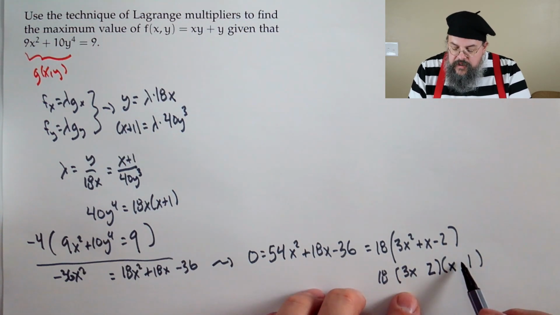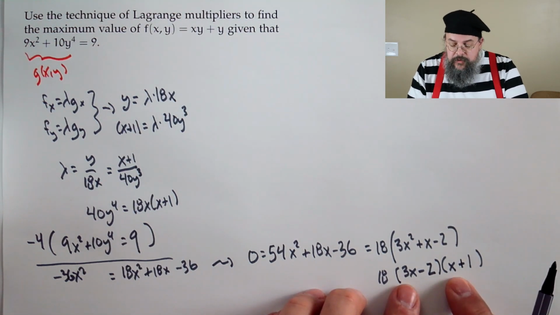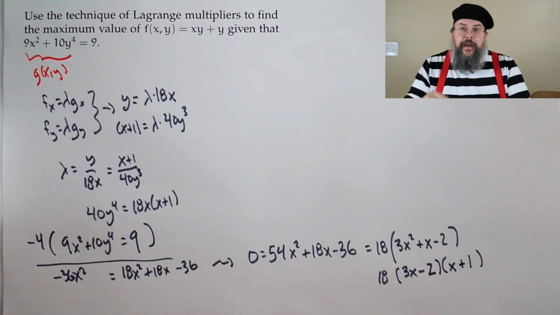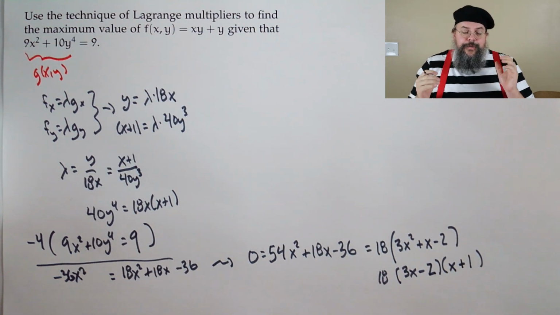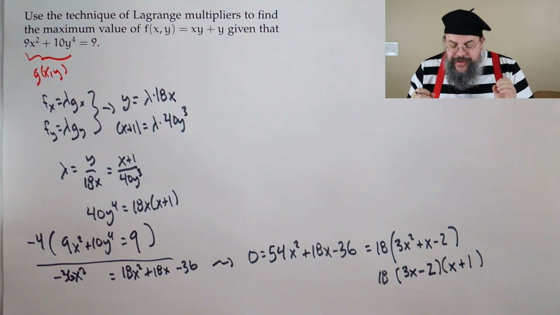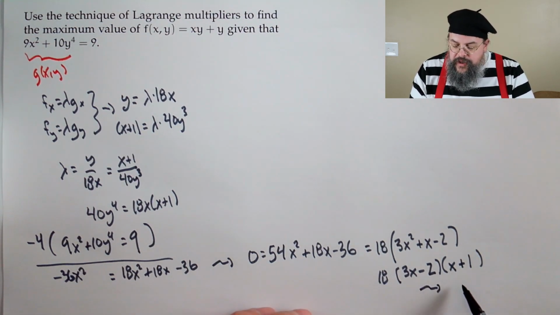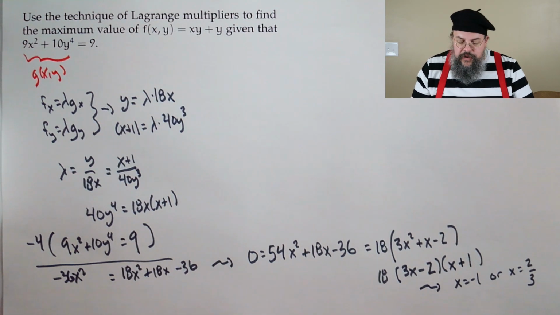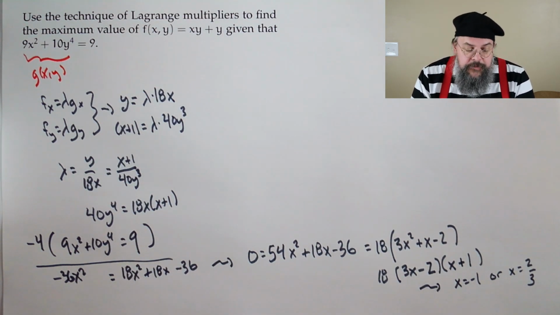Okay, so let's check this. I'm going to put this in. Okay, check, right? 3x squared, good. 3x minus 2x, x, good, minus 2. Okay, good. Which tells us what? Well, it tells us that, look, we have two possibilities. x is -1 or x is 2/3. Okay, so let's start with the -1.